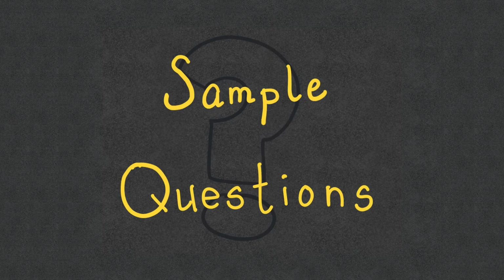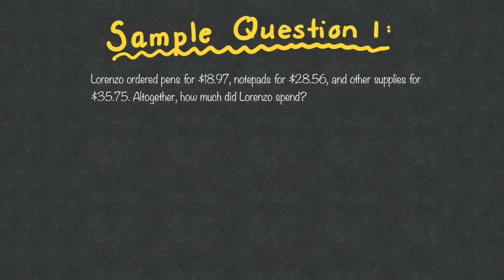We see our sample questions. As always, you can either do those with me step by step so you can understand what's happening, or you can pause and try them on your own, or a mix of both. Totally up to you. Sample question number 1. Lorenzo ordered pens for $18.97, notepads for $28.56, and other supplies for $35.75. Altogether, how much did Lorenzo spend?